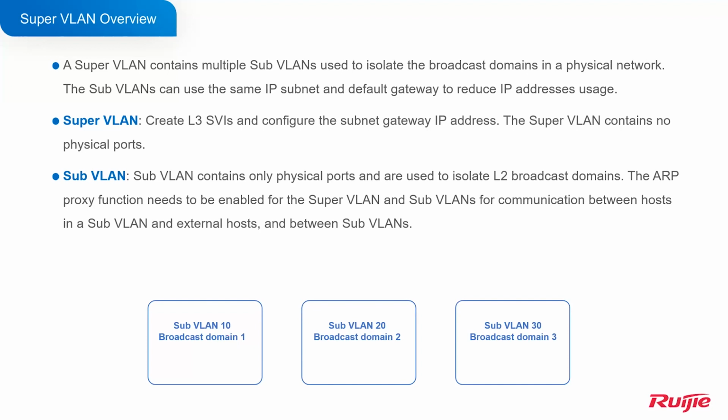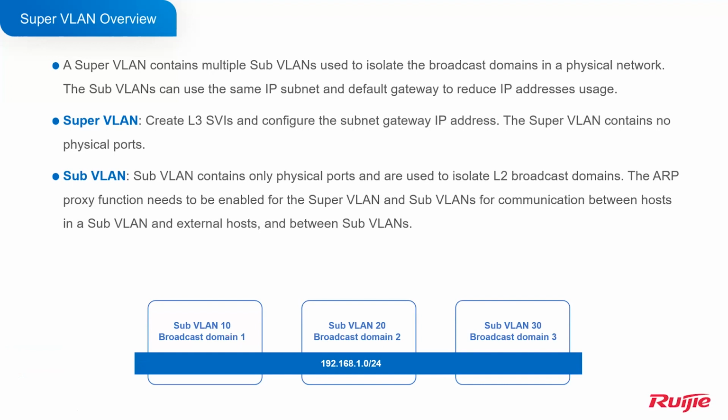Okay, and next is the subnet. The terminals, or the PCs, in these three VLANs belong to the same subnet, which is 192.168.1.0. Mask length is 24. Same subnet means they will have the same gateway. So what's the gateway? The gateway address here is 192.168.1.1, whose mask length is 24.